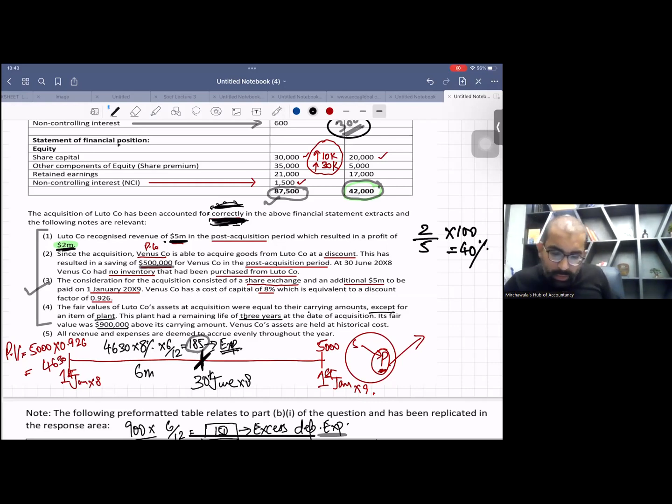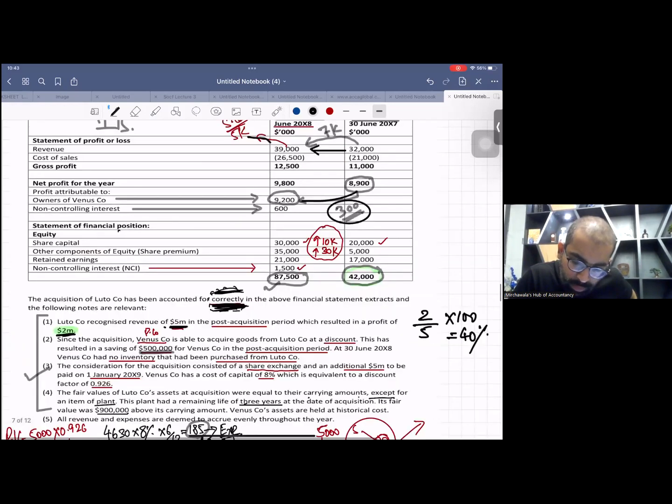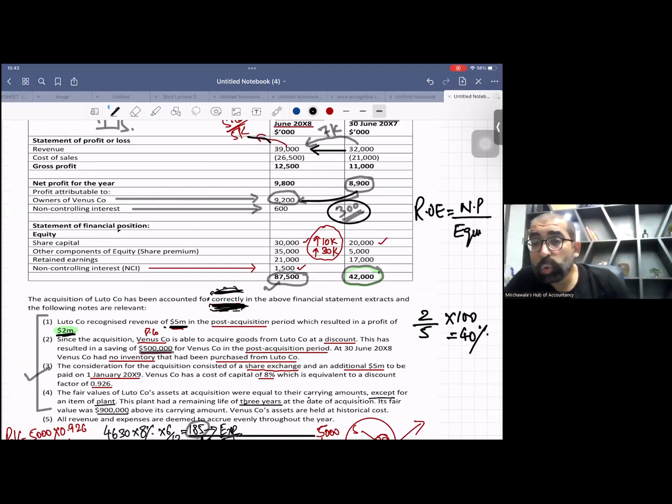Listen, you know ROE. What is ROE? Net profit upon equity. You can see a major downfall in ROE, from 21% to 11%. Did you see? You see a major downfall in ROE.